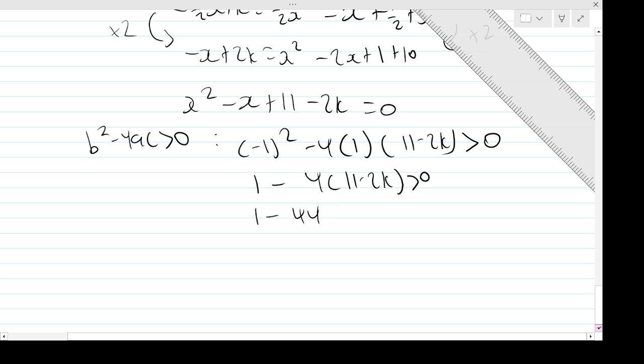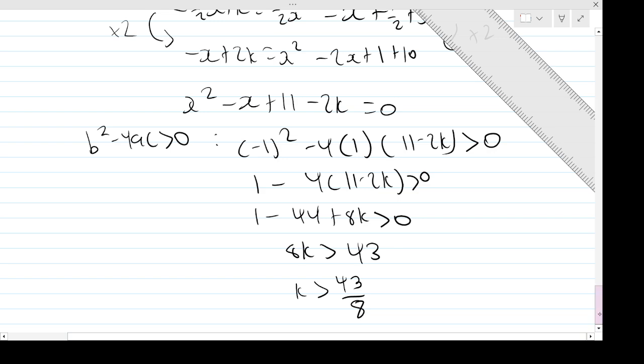And then we get a minus 4 times minus 2k, that's going to be plus 8k. And therefore we could say, well, 1 minus 44 is negative 43, so then that would be greater than 0. Okay, if we move the minus 43 to the other side, and then therefore k is going to be 43 over 8.